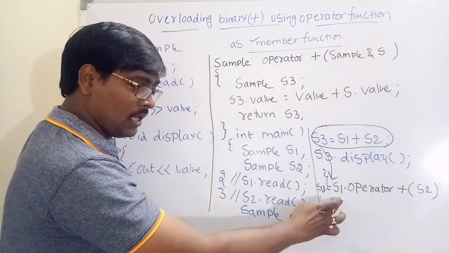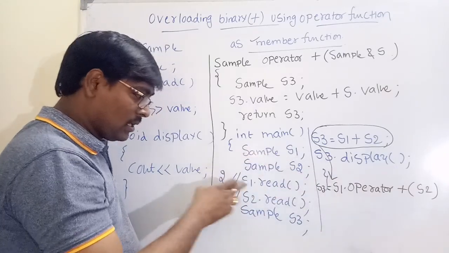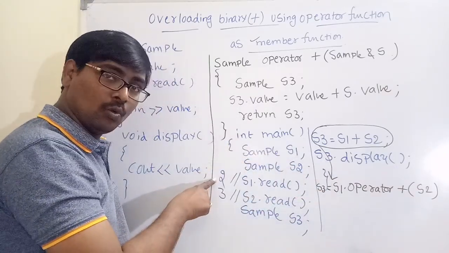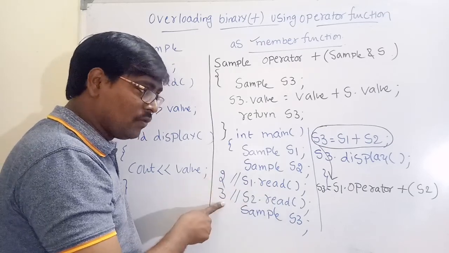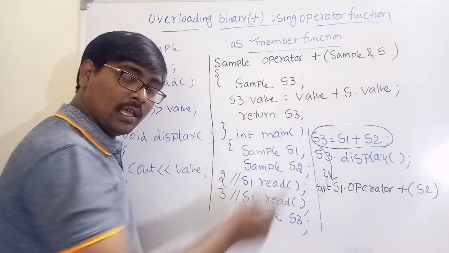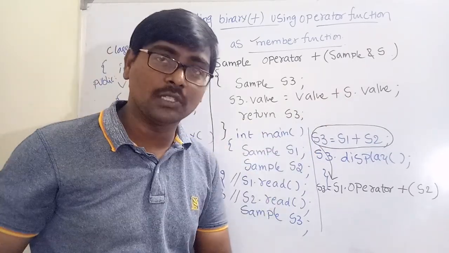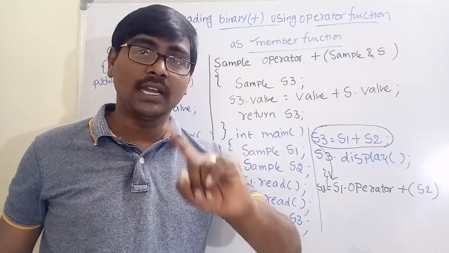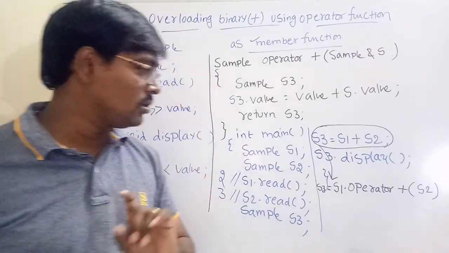Again I will explain. What is the value of S1? For object 1 it is 2. For S2 value is 3. Simply here the answer is 2 plus 3. Even though 2 plus 3 and 3 plus 2 both are same, in case of minus, 2 minus 3 and 3 minus 2 are completely different. So that is the case.